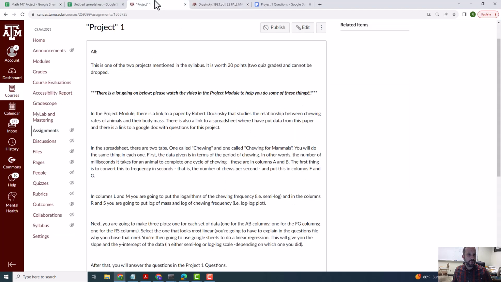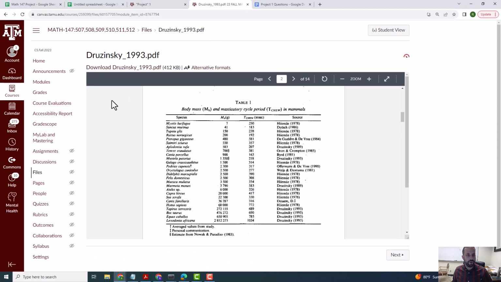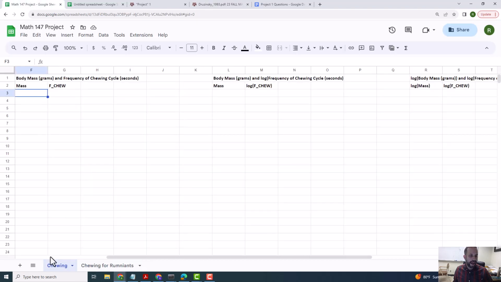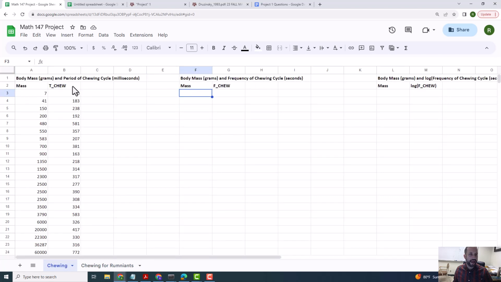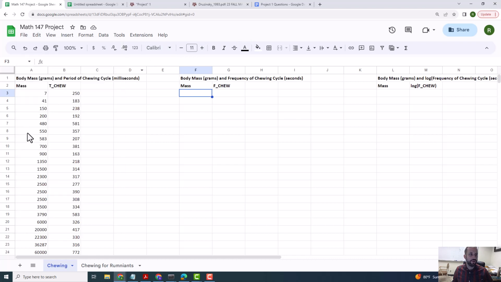Okay, so another thing, and I'm going to show you a spreadsheet, which is what I'm doing now. In the project folder, if you go back to the project folder, there's a link to a spreadsheet. That's what this link is here. I've already inputted the data for you. You'll get a copy of this. You can't edit this directly. You'll have to make a copy into your own Google Drive.